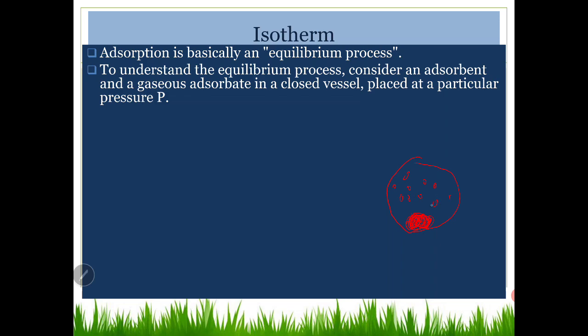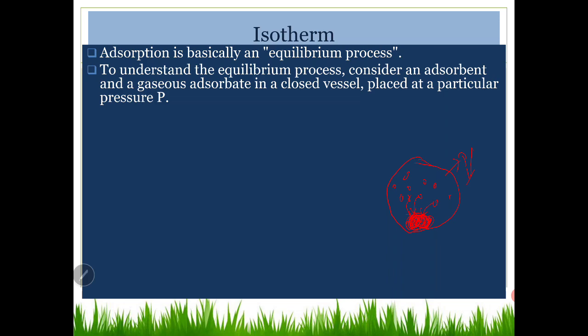What will happen once the adsorption starts? These gaseous molecules are going to get adsorbed on the surface of the adsorbent, and since it is a closed container, it will have a pressure. So what happens as the adsorption increases? Many gaseous molecules will be getting adsorbed on the adsorbent. So what happens to the pressure? The pressure will keep on decreasing.